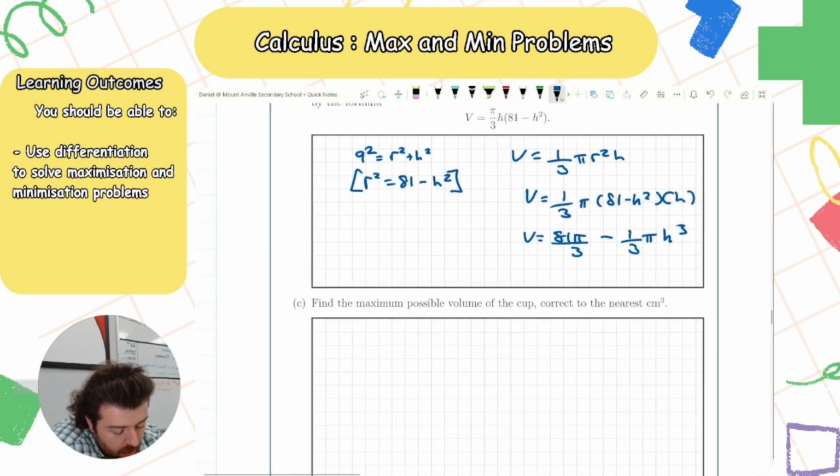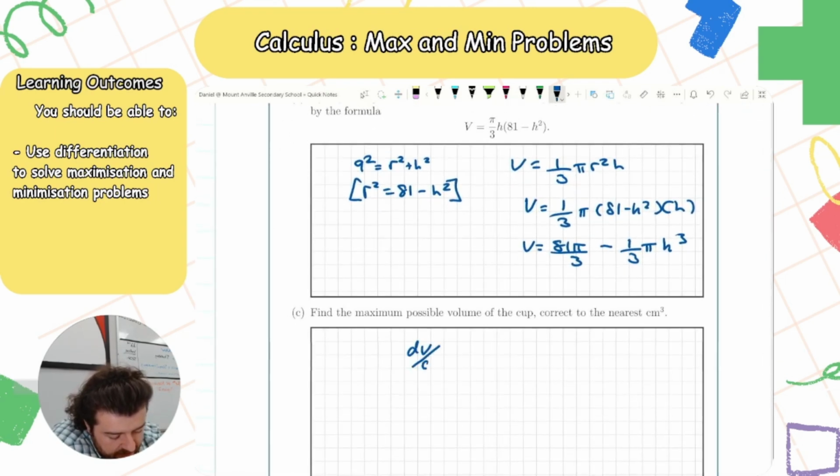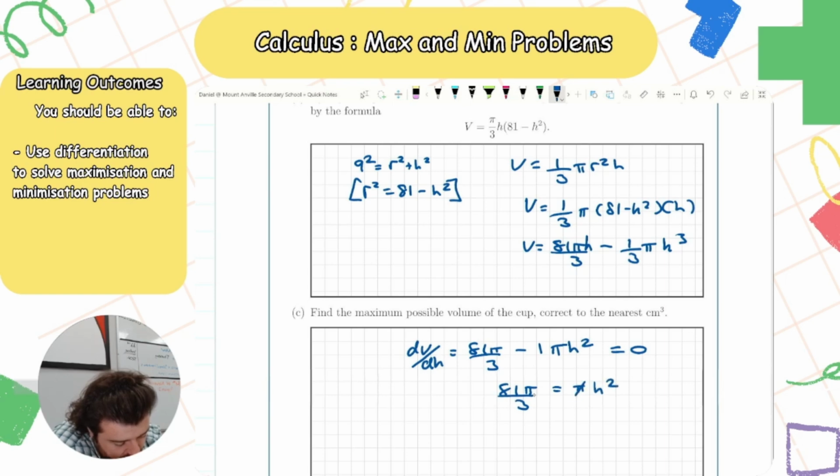Find the maximum possible volume of the cup. Well, dV/dH is going to be equal to, well, that goes to 0. No, sorry, that's H there. So, sorry, there's an H in here. Forgot to multiply in. So, that's 81H minus H cubed. I do apologize. dV/dH: this goes to 81 pi over 3. And this here just goes to 3 times 1/3 is minus 1 pi H squared. Let it equal 0. So 81 pi over 3 is equal to pi H squared, divided across by pi.